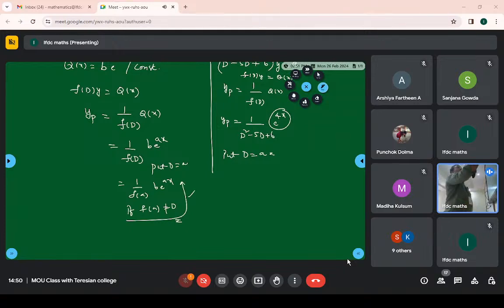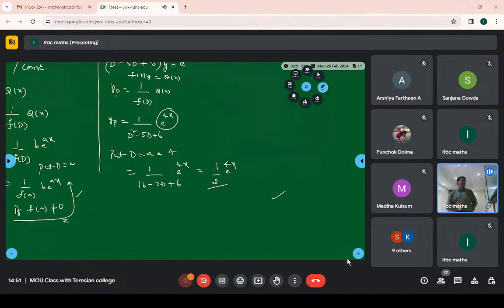Here I need to put D = a = 4. What is the answer? 4 squared is 16, 5 fours are 20, plus 6, so 16 plus 6 is 22, minus 20 is nothing but 1 by 2 into e^(4x), which is the perfect answer. Is it clear? This is a simple method, substitution only.